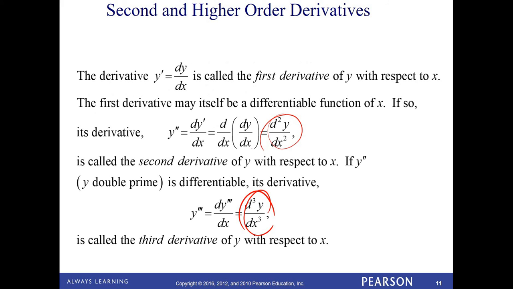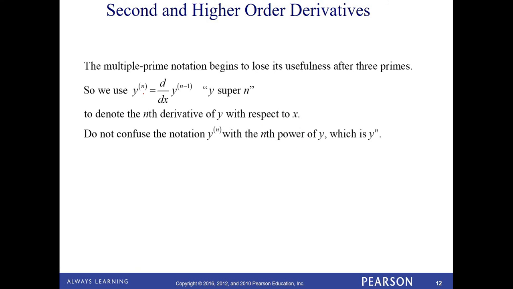Once we get past about y triple prime, things get a little bit messy. So we go to n's. So the fifth derivative of y would be d/dx of the fourth derivative. Okay? And that's it. Pretty quick and easy.